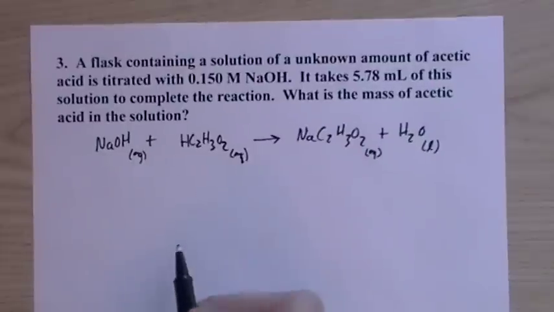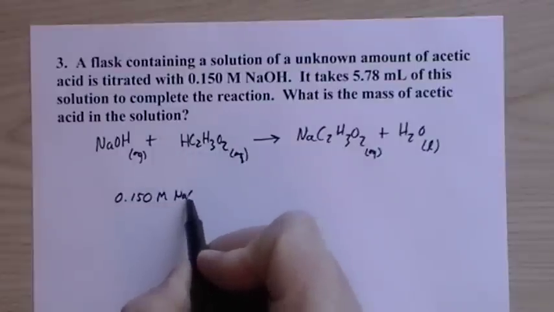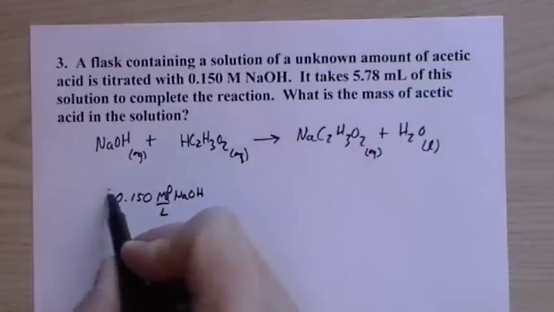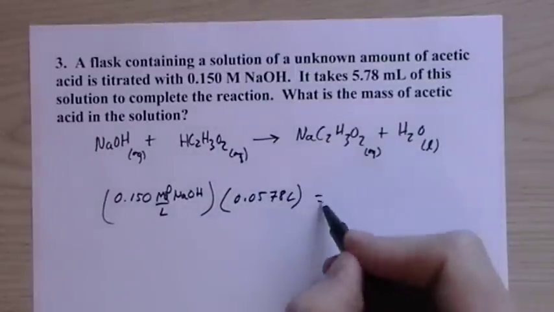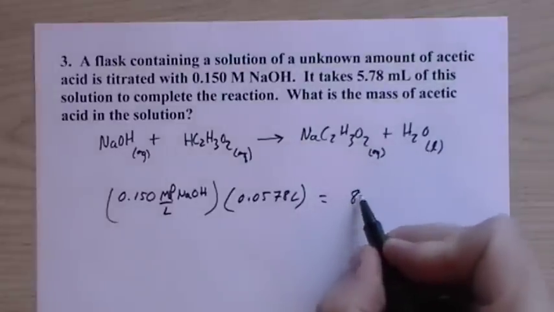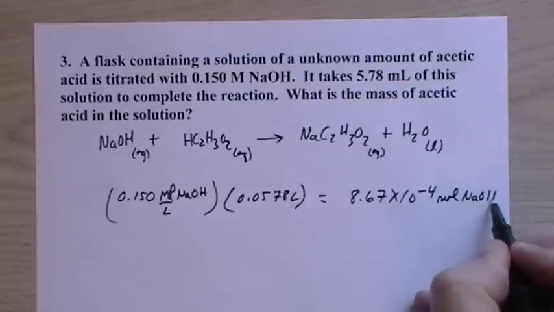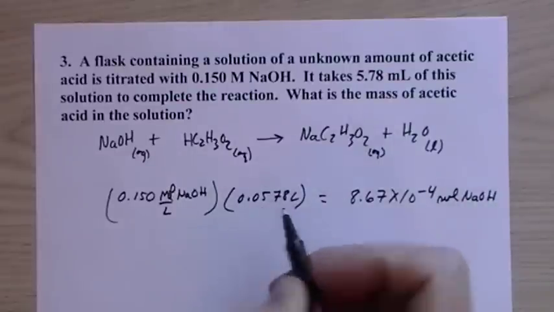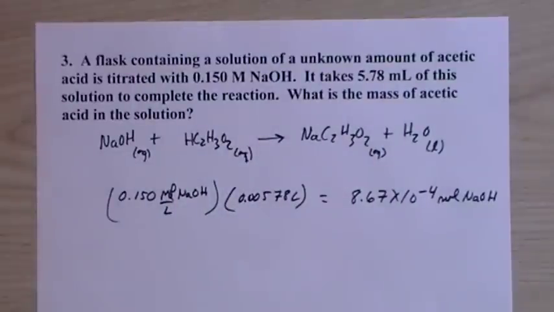Okay, so if we take the concentration of the sodium hydroxide, so this is moles per liter, we multiply it by liters, we end up with 0.15 times 0.00578. Make sure that extra 0 is in there. 8.67 times 10 to the minus 4 moles of sodium hydroxide. I said that extra 0, and I didn't put it in there, but I did when I did the calculation. Times 0.00578, I think it did.